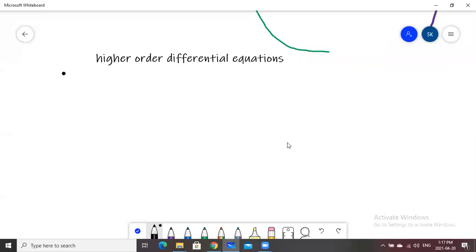We will study higher order differential equations from now. Before this, we were studying first order linear differential equations, but now we have moved to higher order differential equations.